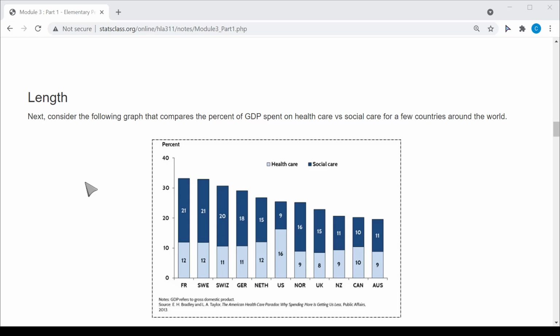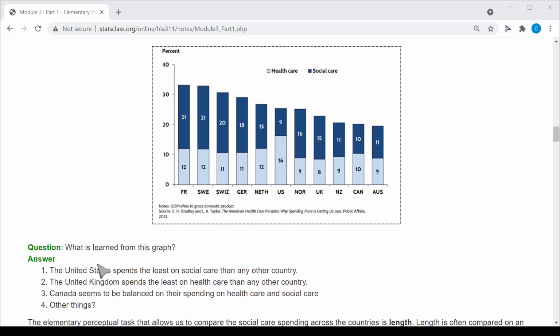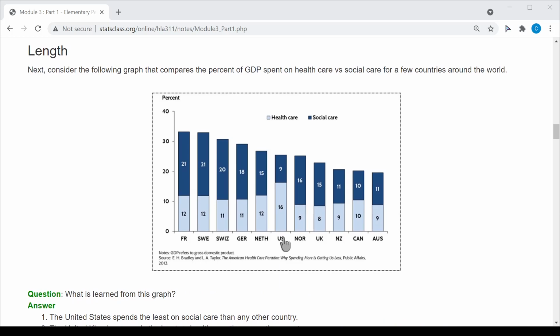Another EPT is length. So let's consider the following graph again on the percent of GDP spent on healthcare versus social care for a few countries around the world. So what do we learn from this graph? Well, we have the US here in the middle, and we can see that they have the smallest amount spent on social care. Now our minds can do that even though these darker blue boxes are not all aligned with one another. So the length of that box there is smallest relative to all the others on the list here. So we can say that the United States spends the least on social care compared to these other countries.